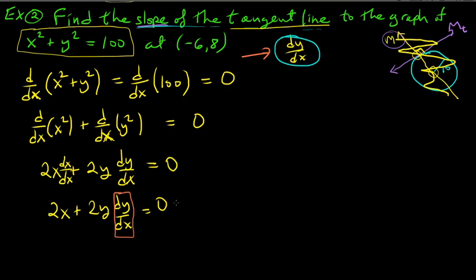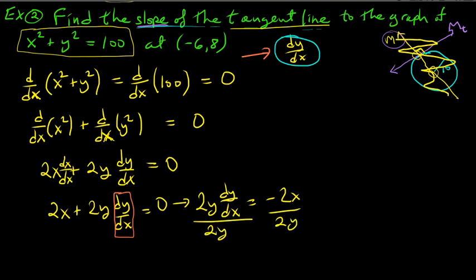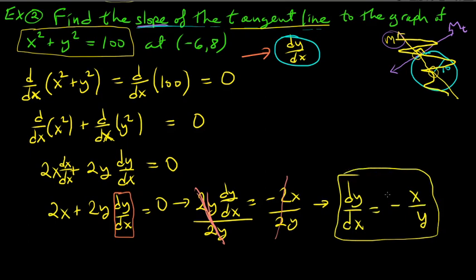But now we can solve this for the derivative of y. Subtract the 2x from both sides. Oops. That's going to equal negative 2x. And now just divide by the 2y. So over here, the 2's cancel, the y's cancel, everything cancels. Oh, and on the right, the 2's cancel as well. So what we're left with here is that the derivative of y is just equal to negative x over y. Okay. So that's the derivative, and that's the slope of the tangent line.